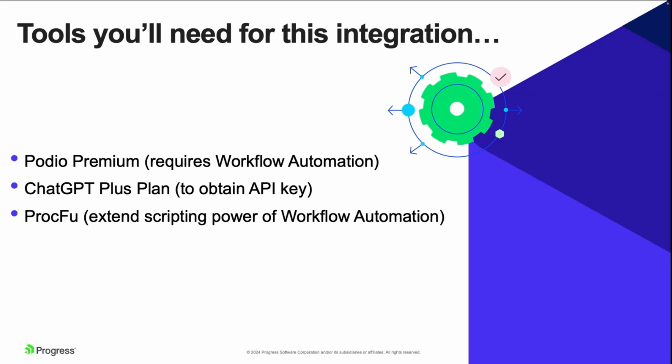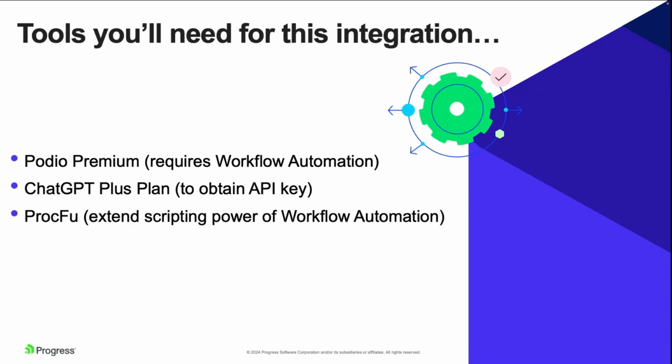As with anything in Podio, there's probably more than 3 ways to do the same thing. But in this case, we're going to need a few things. One, obviously, we're going to need Podio, and we're going to need the Podio Premium plan because we are going to leverage Podio workflow automation to help us integrate to OpenAI and ChatGPT. I'm using ChatGPT Plus to be able to call the OpenAI, I think it's the completions engine, and leverage the API key to do that.